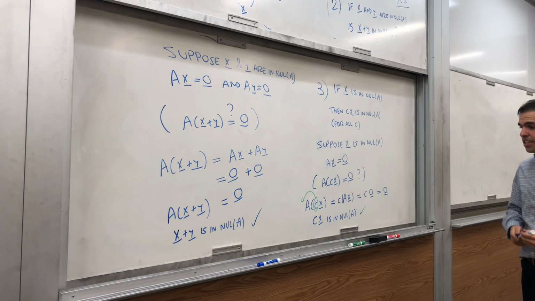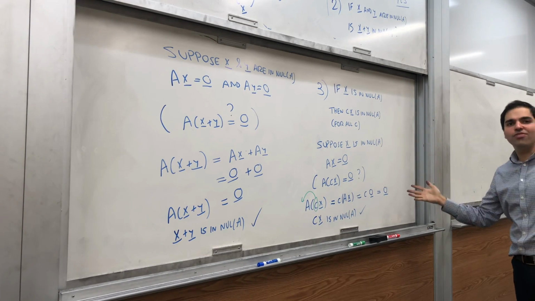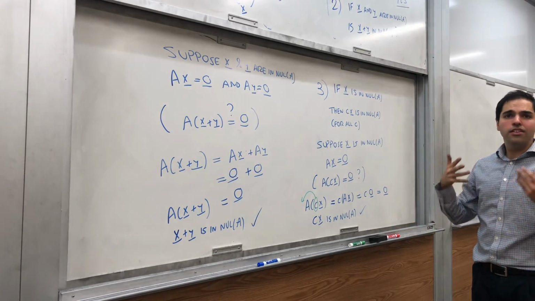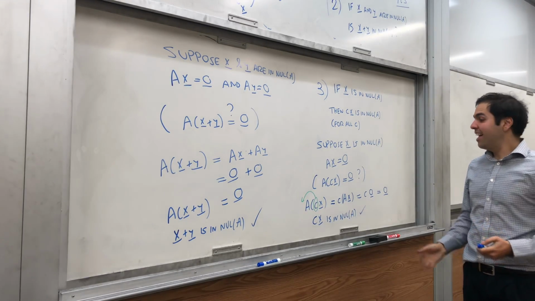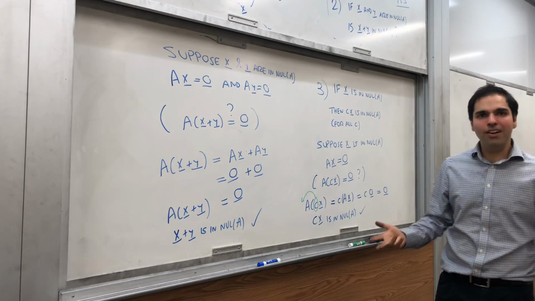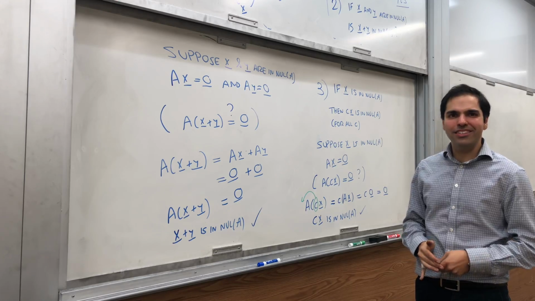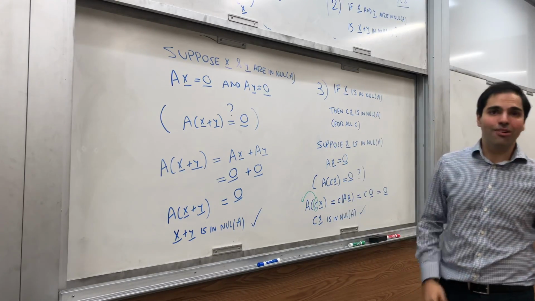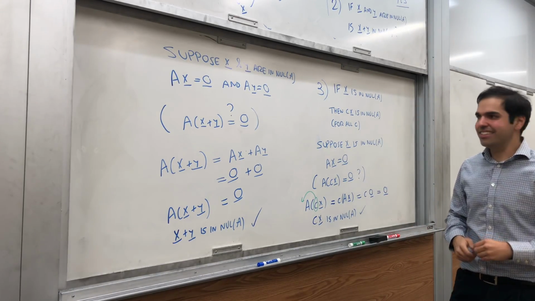So indeed, null of A satisfies the 3 requirements of being a subspace. So indeed, null of A is a subspace of Rn. And that's why null of A is very interesting. That's why we care about this. It gives us interesting examples of subspaces, and also a way to study it on its own. Yeah. So it's not a random space. It is a subspace. That's nice.